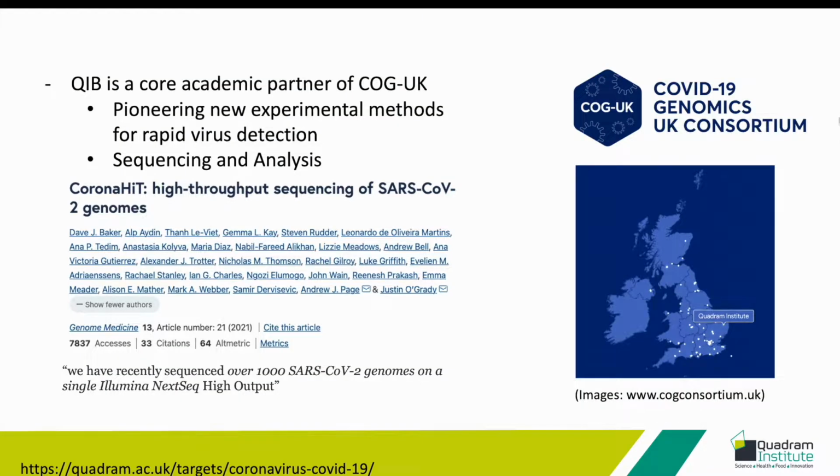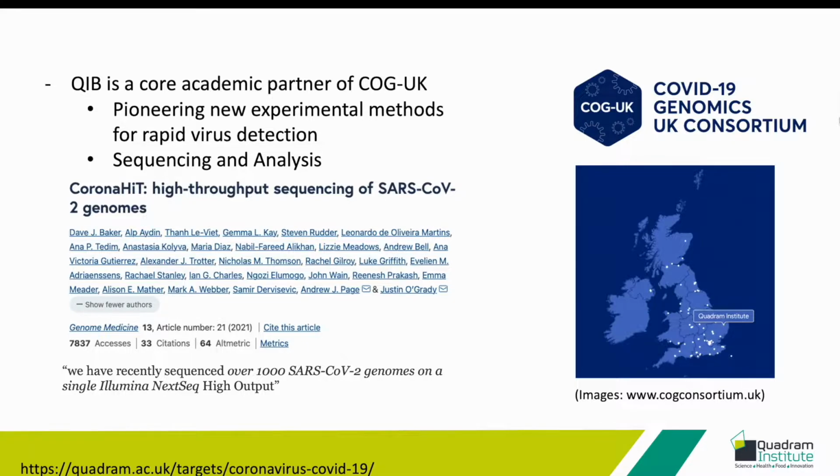Just a brief introduction of the context before we get into the main topic. Back in March 2020, when SARS-CoV-2 started being introduced into the UK and then quickly spread widely within the country, around late March, the COVID-19 Genomics UK consortium was established to fight the pandemic. QIB then became a core academic partner of COG-UK, focusing on pioneering new experimental methods that would allow for rapid virus detection to improve the population testing and surveillance of SARS-CoV-2 in the environment.